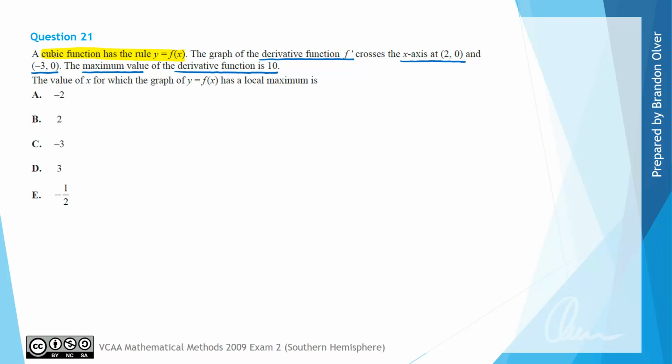So if we have a cubic function to start with, the derivative function must be a quadratic. And as we know where it crosses the x-axis along with the maximum value of the derivative function, we could actually start by graphing it.